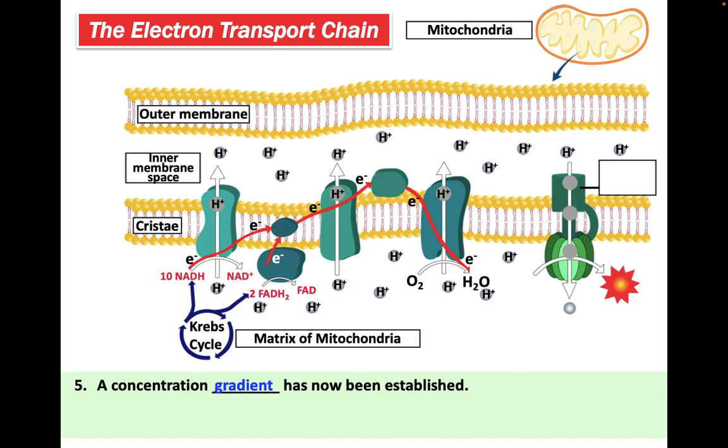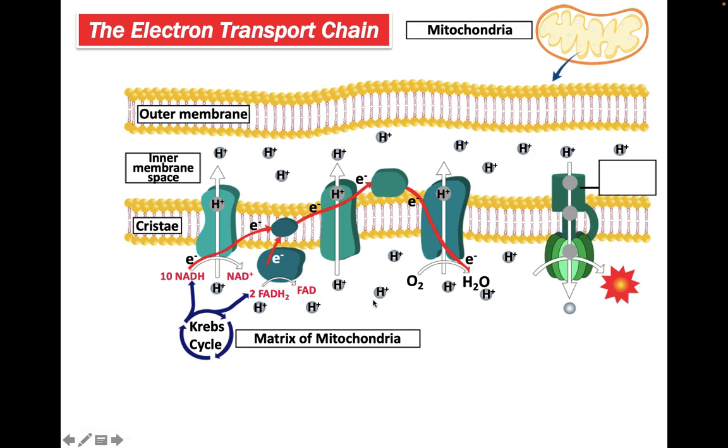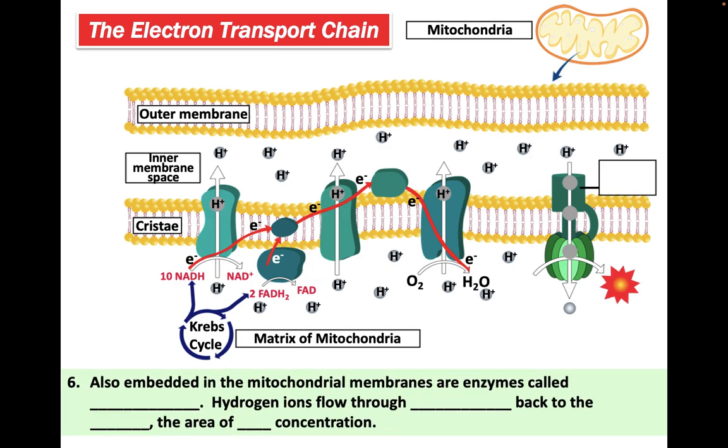A concentration gradient has now been established: a high concentration of hydrogen in the inner membrane space and a low concentration in the matrix. So higher concentration here, lower concentration here. That's going to make the cell want to do something about that because it's off, it's not balanced.